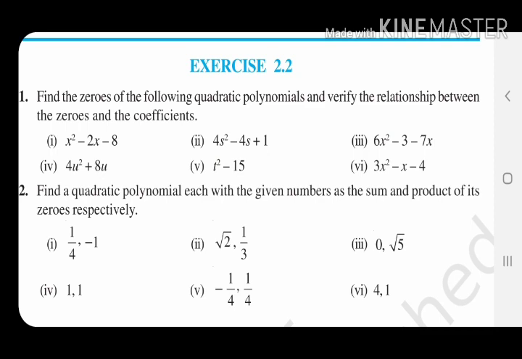Find the quadratic polynomial with the given sum and product, means alpha plus beta is given and alpha beta is given. So as I said, you can use the long method that I described first, otherwise the shortcut. So one problem is there. Suppose in the first case, it is 1 by 4, minus 1. So always, if alpha plus beta or alpha beta is in fractional form, suppose 3 by 4, then one good thing you can do.